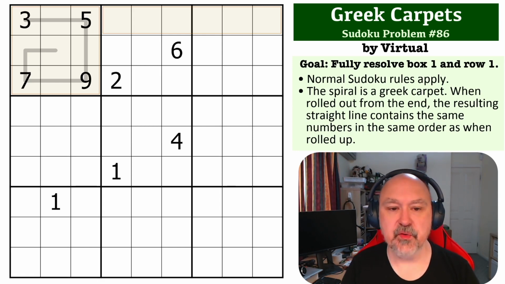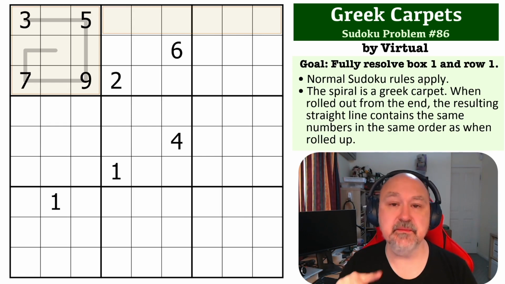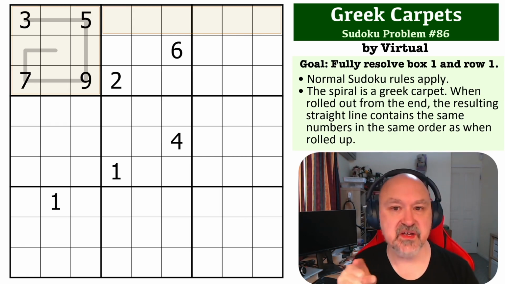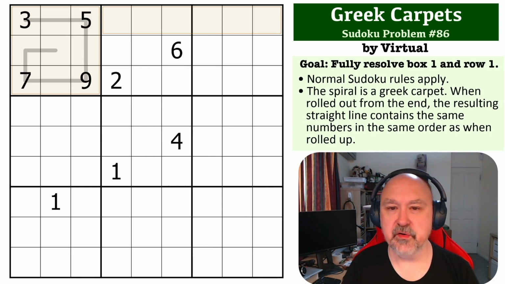So the way Greek carpet works is the line in box one is a rolled up carpet. And when you unroll the carpet, it will contain the same digits in the same order as when it's rolled up. So hopefully that makes some sense. There's a link below to where you can grab a copy of this grid to give it a shot. I'm going to wait for a few seconds so you can pause the video and then I'll be back to explain how this one works.